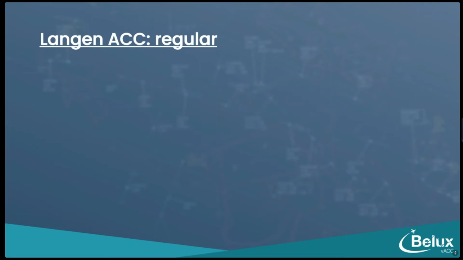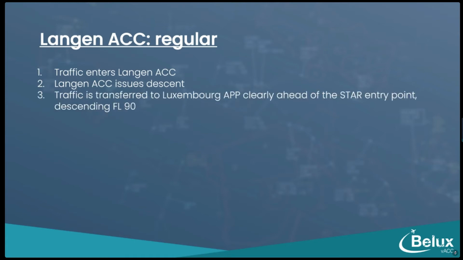Okay. Langen is a little bit different, and sometimes there are some mistakes that are made on this. So I'll quickly cover what is in the LOA and the way it should be done. So traffic enters Langen ACC. Langen ACC issues a descent instruction. Traffic is transferred to Luxembourg approach clearly ahead of the star entry point and descending flight level 90. Luxembourg approach issues star, transition, runway, clearance, and descent.